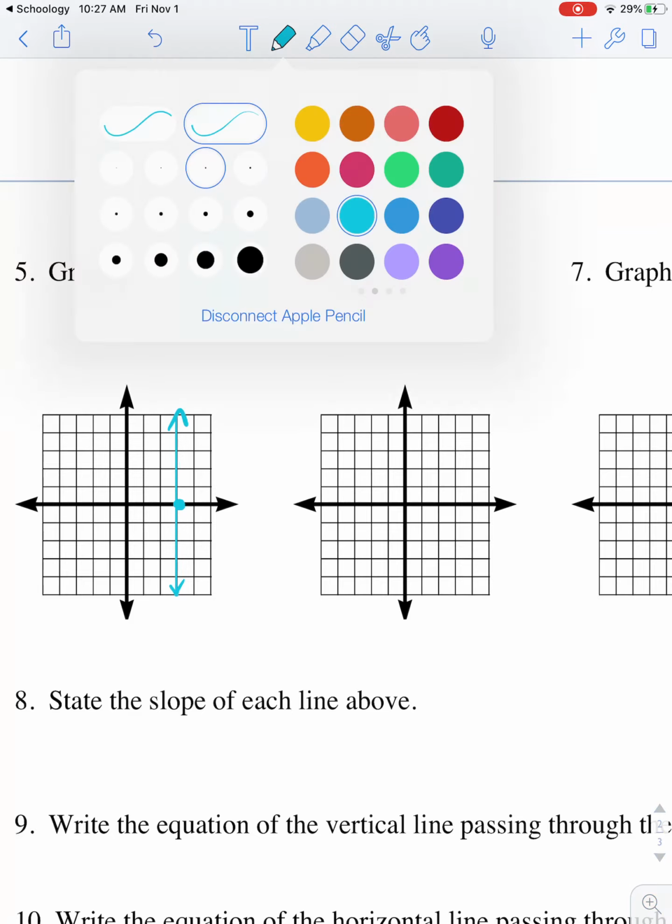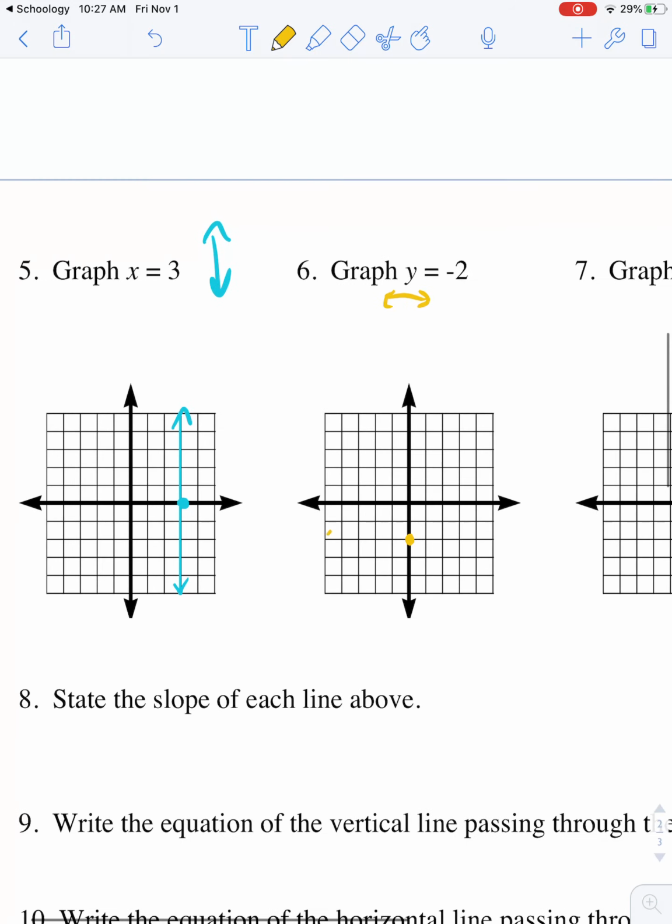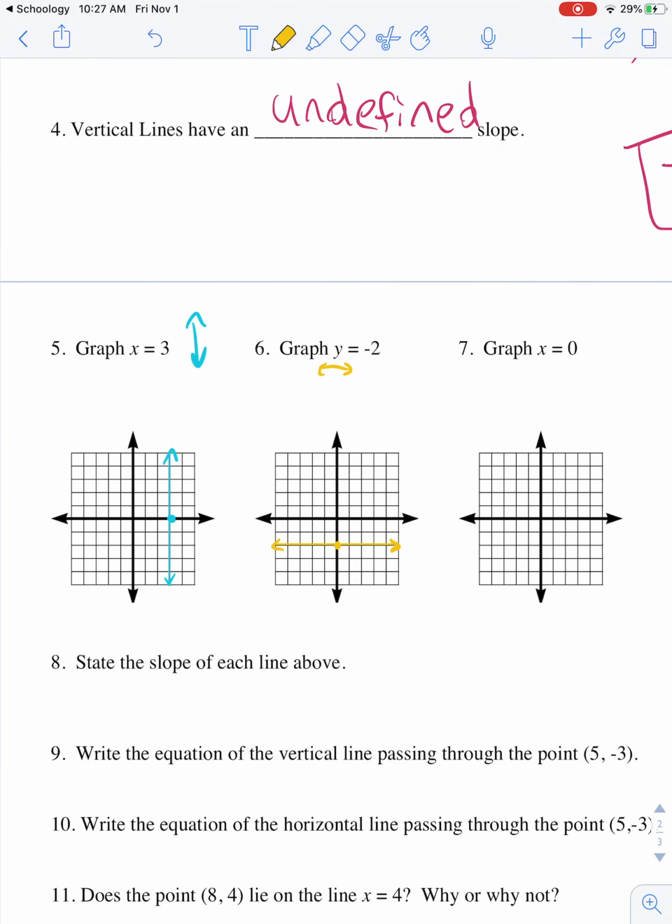Y equals -2. Well, this is going to be a horizontal because it's a y equals. So y equals -2. We're going to go to -2 on the y-axis and plot a horizontal line. That's it. Should be really easy for you. Okay, x equals 0. It's an x equals, so it is vertical. And we're going to start at 0 on the x-axis, and we're going to draw a vertical line.